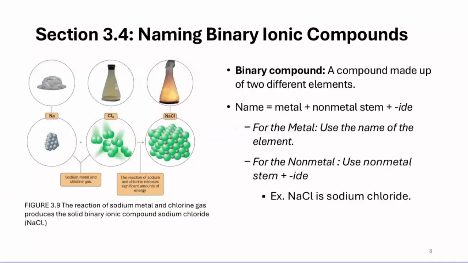If we have the ionic compound NaCl, the metal atom is sodium, which is Na, and we're going to write the name of the element. In NaCl, we can observe that chlorine turns into chloride because the stem of the name for chlorine is chlor, and we added IDE to that stem name for our nonmetal.